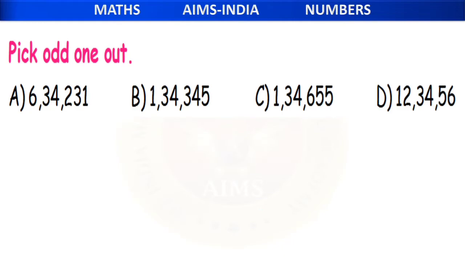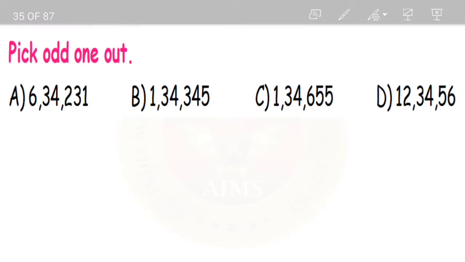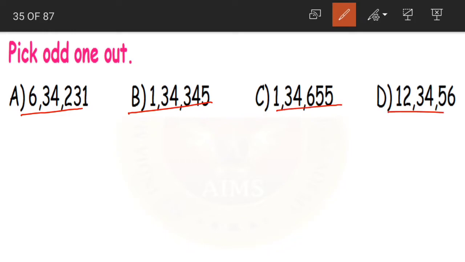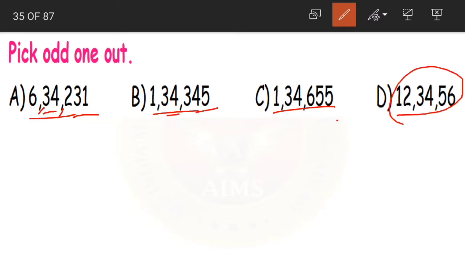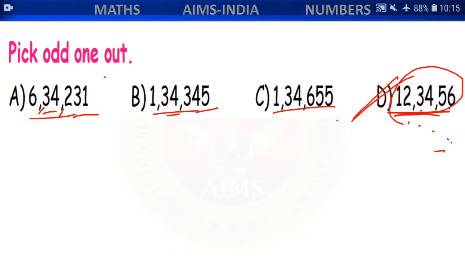Okay, children. Next, tick the odd one out. Now here we are having four options. Now how to solve this? Observe the numbers carefully. Yes, if you see here, in the first three numbers, the commas are placed correctly. First one after three digits and then two digits. But if you look at option D here, commas are placed after every two digits. Is this the correct way of putting commas? No. So this will be our odd one out. Okay, children? The way we have put the commas is not correct.